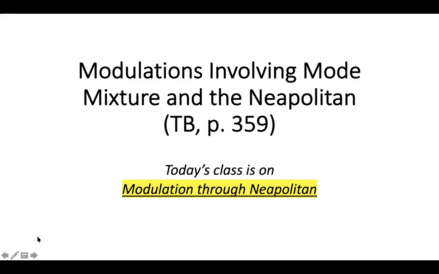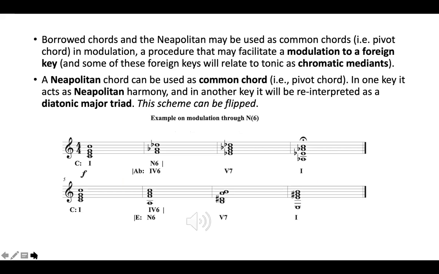triads, or Borel triads. They both work the same way, meaning that the Borel chords and the Neapolitan may be used as common chords, or pivot chords, in modulation. This procedure will facilitate a modulation to a foreign key, and some of these foreign keys relate to the tonic as chromatic mediants. The first example, modulating from C major to D flat major, is an example of a foreign key relationship where D flat major relates to C as the key of Neapolitan, right?